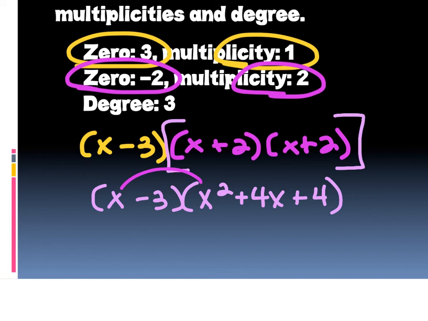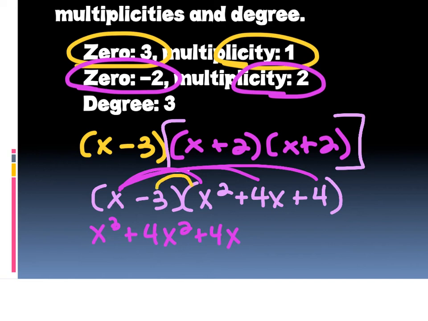So x times x squared is x to the third. X times 4x is 4x squared. X times 4 is 4x. And then distribute the negative 3. Negative 3 times x squared. Negative 3 times 4x, negative 12x. Negative 3 times 4, negative 12.